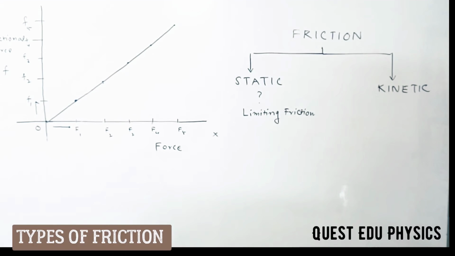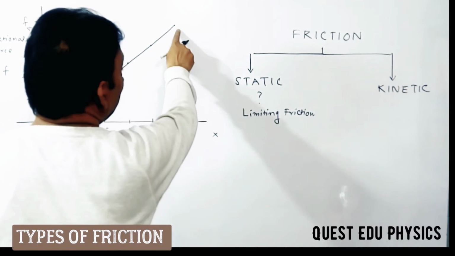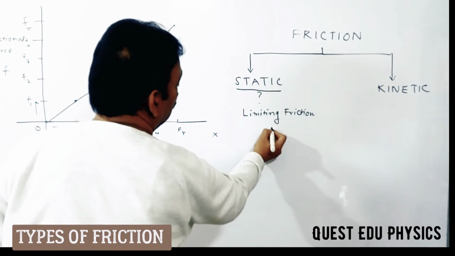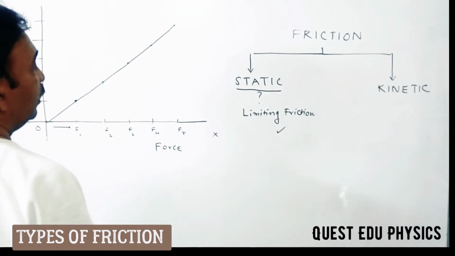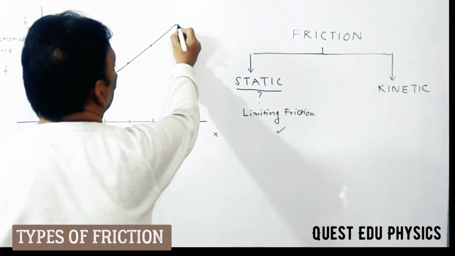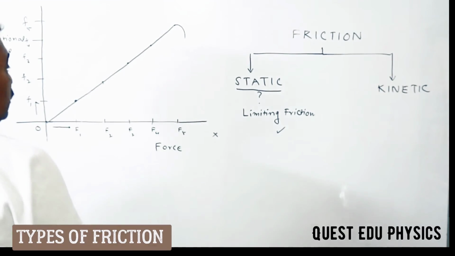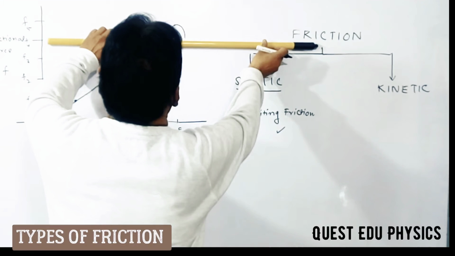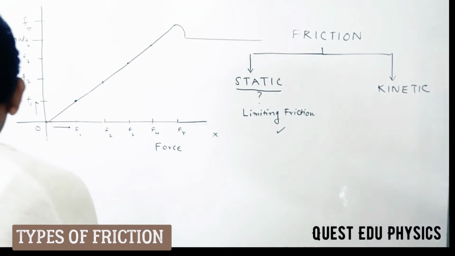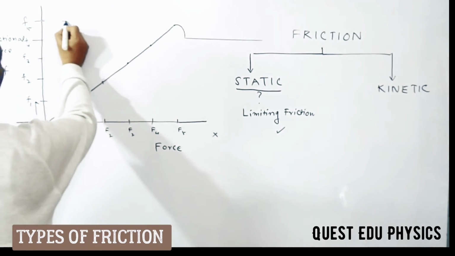Okay, students. After reaching a particular point, what did happen? The frictional force reaches a maximum value of the static friction, and we call it the limiting friction. Then its opposing capacity will break down. Okay, the body begins to move. If we represent this, it can be shown in this way.